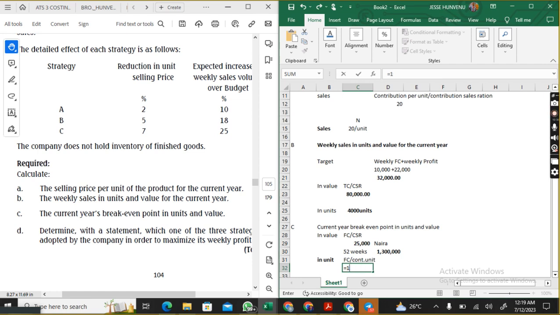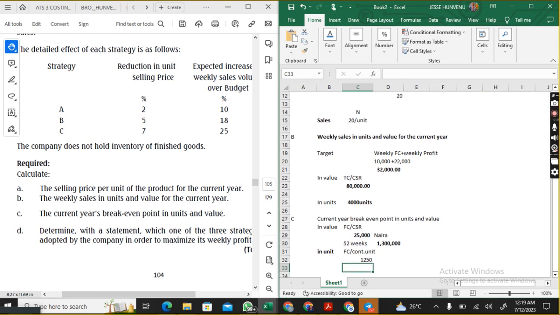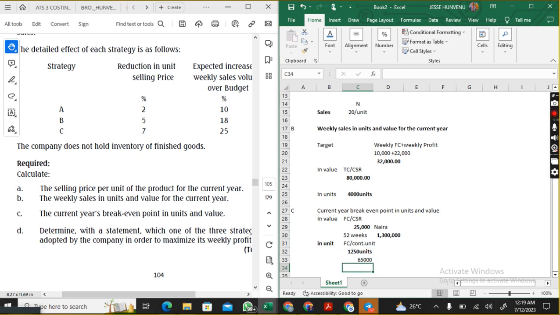So that means we have 10,000 divided by our contribution of 8. That is 1,250 units. Since this is weekly, we need to calculate it in weeks, multiplied by 52. That is 65,000 units.